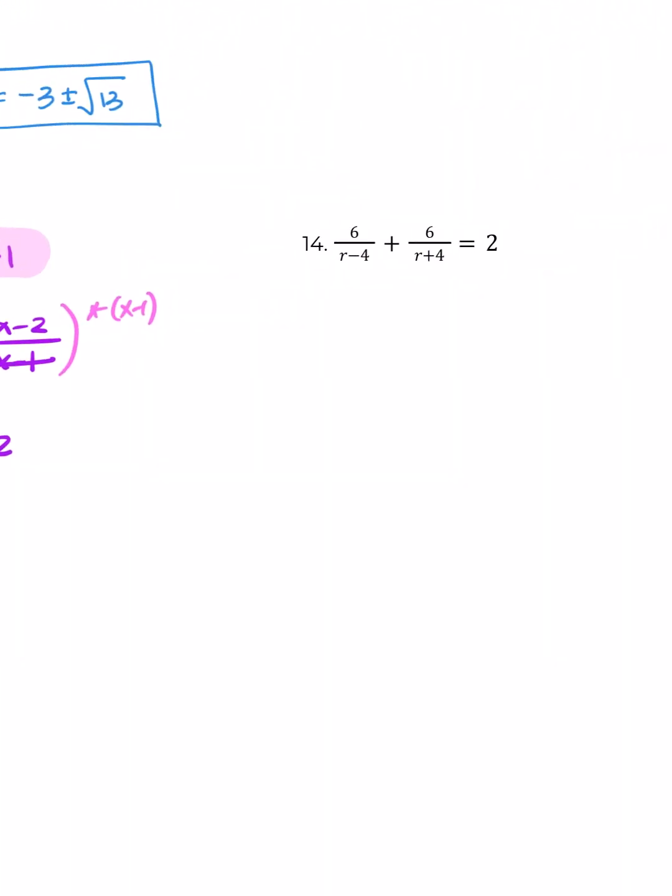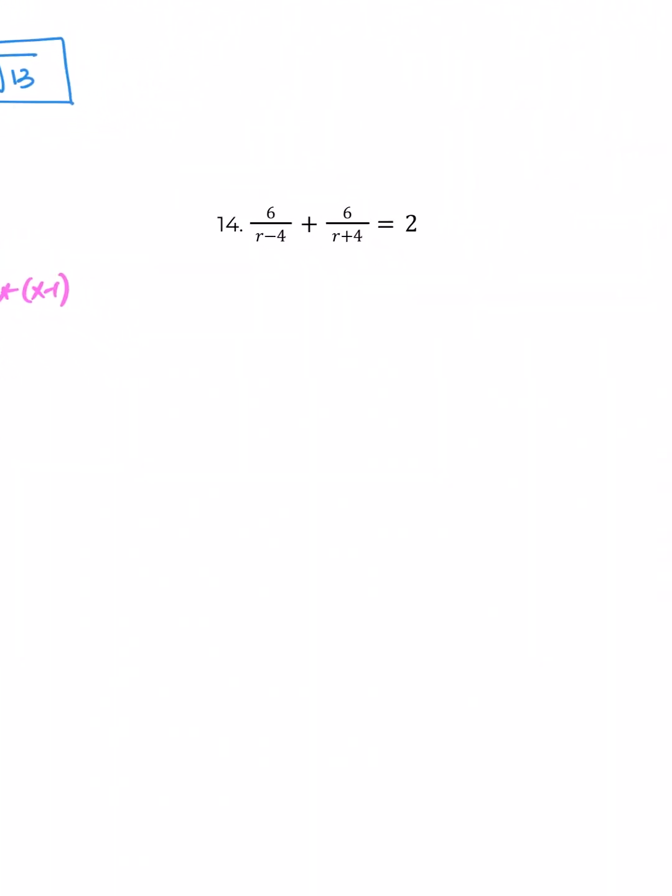Okay, last one to give you a little experience with, number 14. First, notice a couple things. Looking at the denominators, that suggests from the first denominator, r minus 4, that r cannot be positive 4. And then the second denominator, r plus 4, r can't be negative 4. So there's our limits on our r value for now.